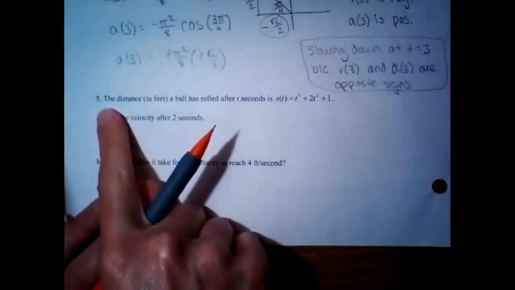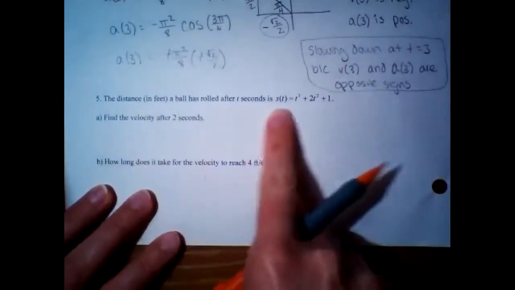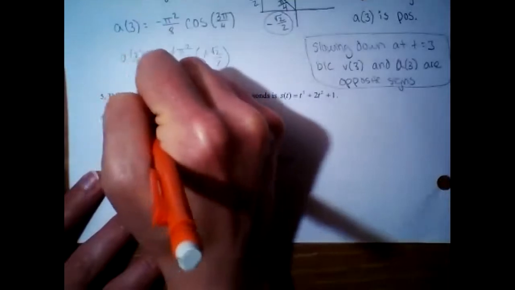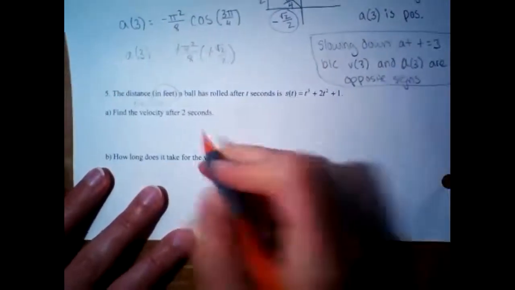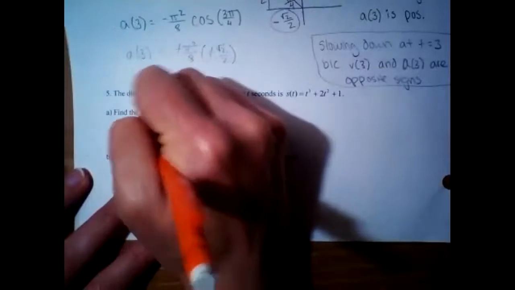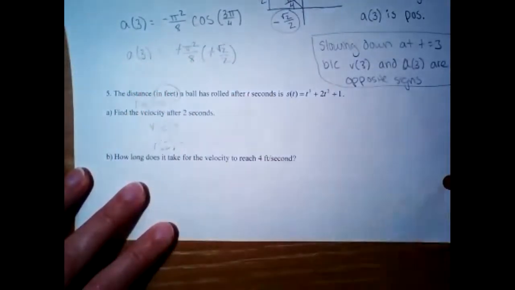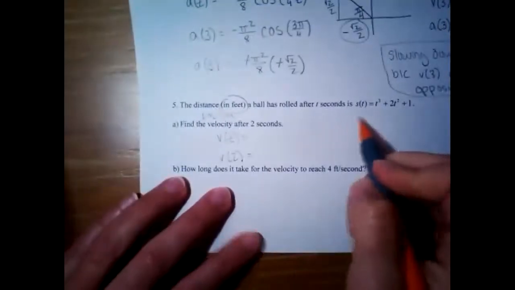All right, so number 5, the distance in feet that a ball has rolled is given by this. It's in feet. So I know they said distance, but that means position. It's just where the ball is. So find the velocity after 2 seconds. All right, so that means find velocity, plug in 2. So that's an easy one. We're just going to find the velocity.